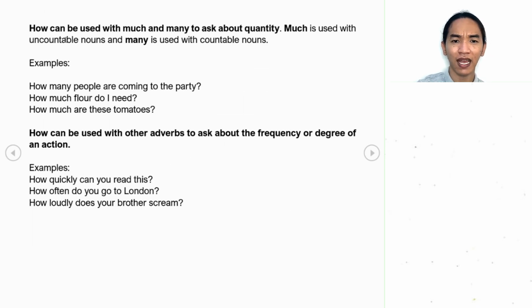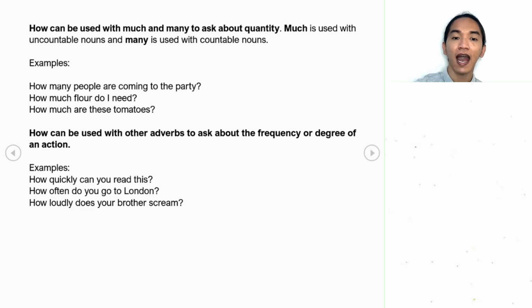Next, how can be used with much and many to ask about quantity. Remember, if you're asking about quantity, then we can use how, provided that you have to partner it with much or many. If you use much, make sure that you partner it with an uncountable noun. I think we know about this rule. And when you partner how with many, make sure you use it with your countable plural nouns, okay?